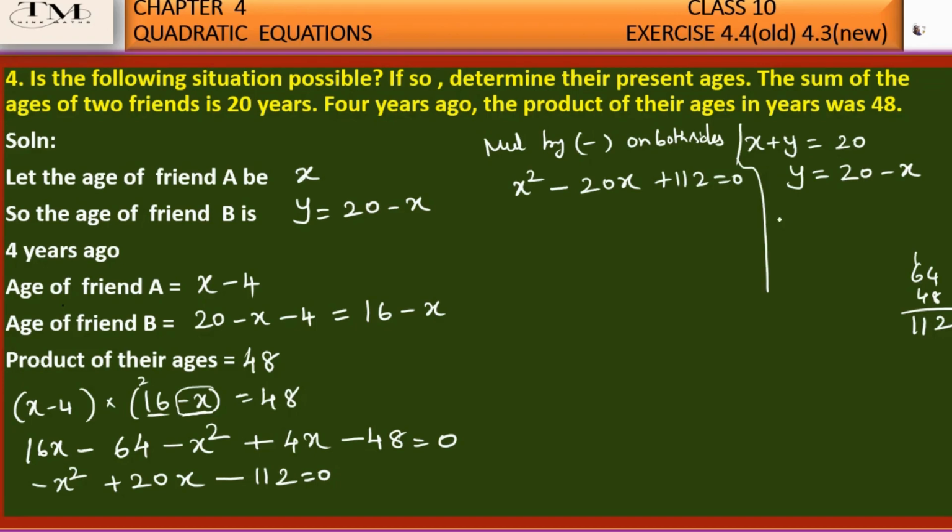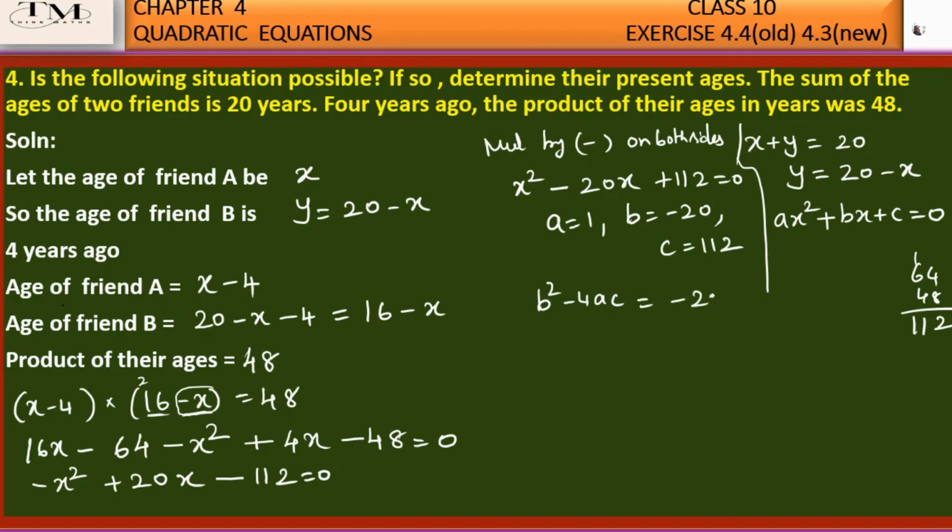What is the general form of the quadratic equation? It is ax square plus bx plus c equal to 0. So comparing with this, we get a is equal to 1, b is equal to minus 20, c is equal to 112. So what is b square minus 4ac? So b square is minus 20 whole square minus 4a. A is 1, c is 112.